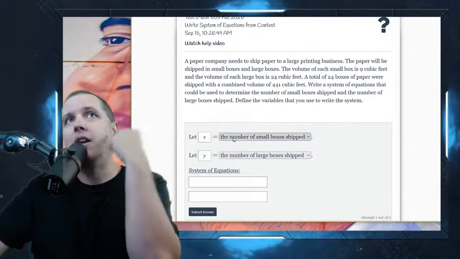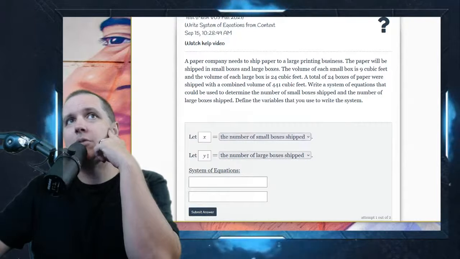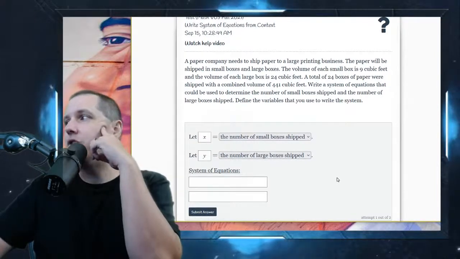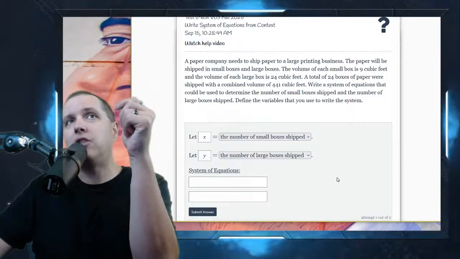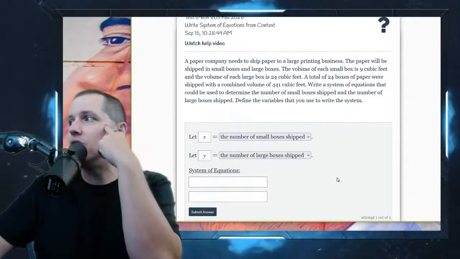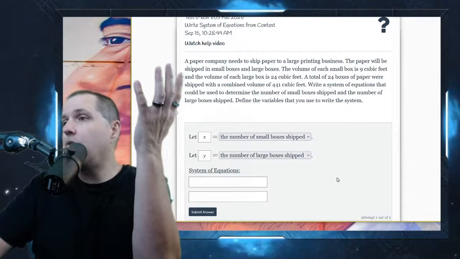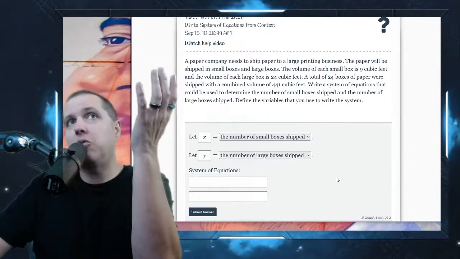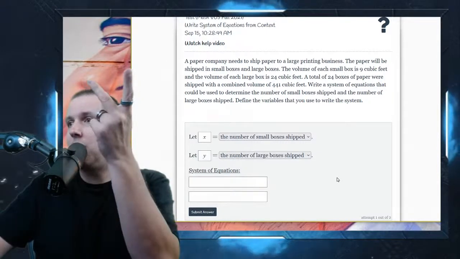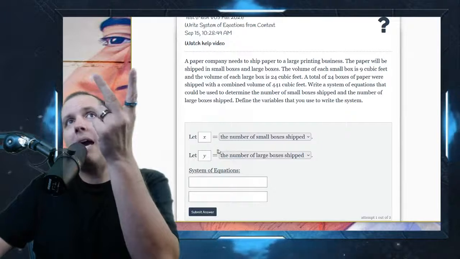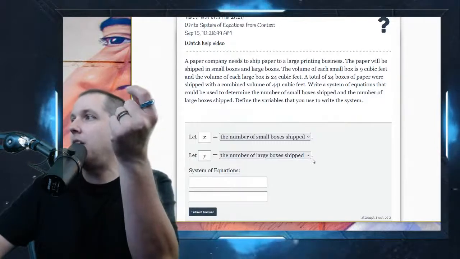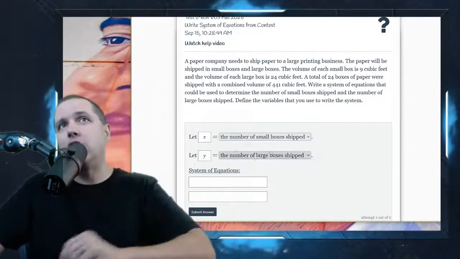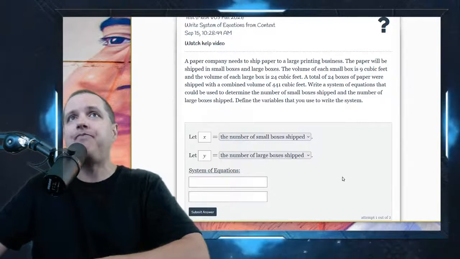So you just pick one. X is the number of small boxes shipped. Y is the number of large boxes shipped. Now, if you did it the other way and you said Y is the number of small boxes shipped and X is the number of large boxes shipped, that's fine. That'll work. You'll still get the right answer. It's just your X and Y will be switched from mine. But when you go back, you'll remember that your Y is small boxes and your X is large boxes, so you'll still do it correctly. It'll just look a little differently than mine.